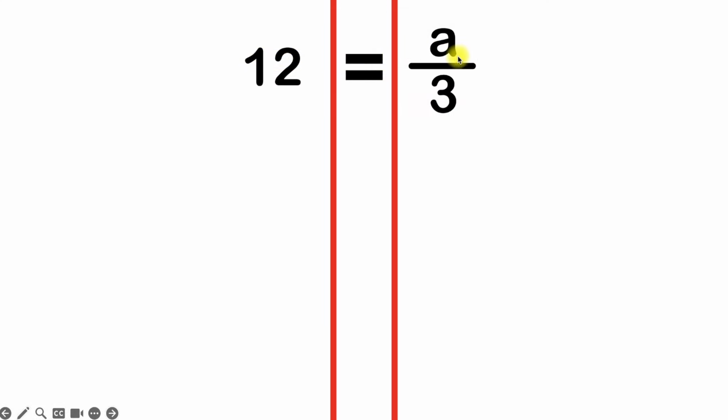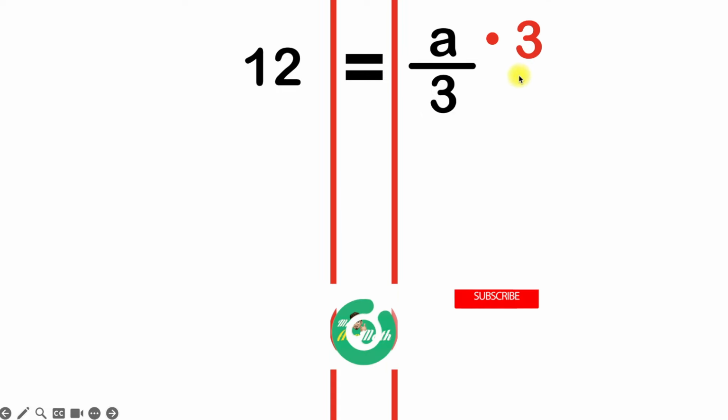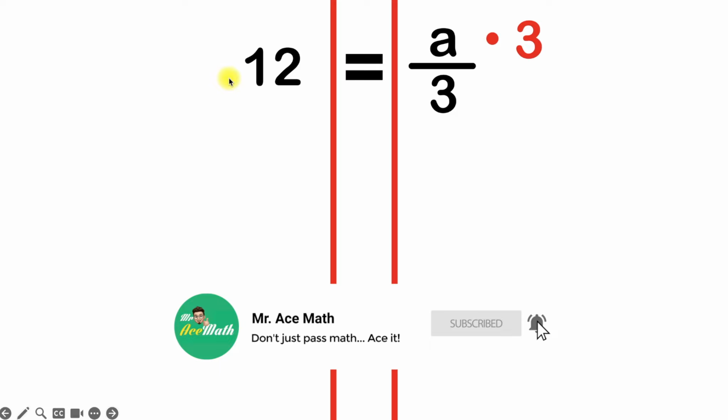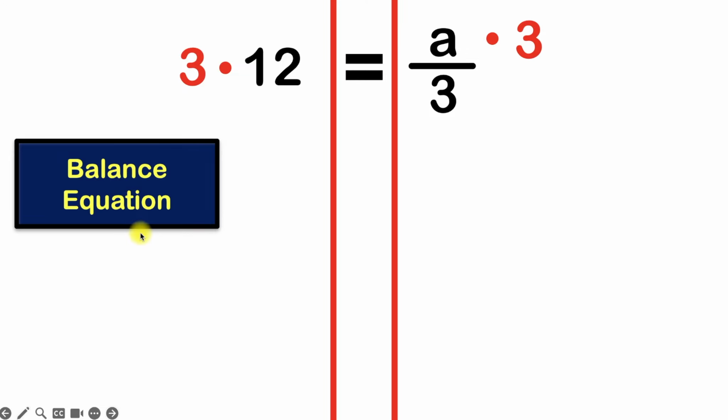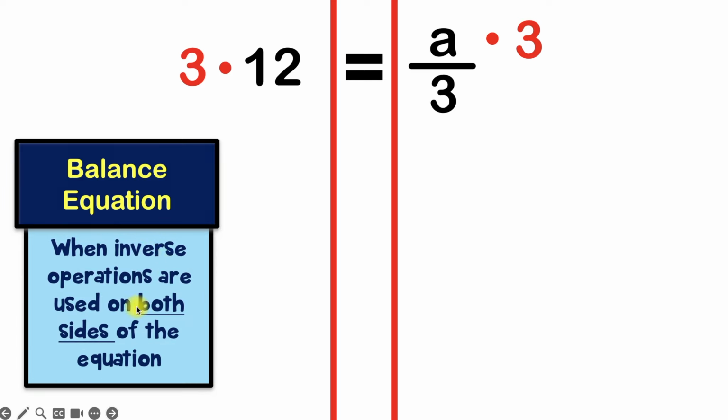So what do you see happening to the variable in this equation? It's a over 3. And in case you're not sure, when you have a variable over a number, you're dividing that variable. And what's the inverse of division? Well, that's multiplication. So I'll multiply the right side by 3, and then do the same exact thing to the left. Again, just multiplying by 3. Remember that when you do the same exact thing to the right and left side of the equation, it's called balancing the equation. And when you balance the equation, it just means you're using inverse operations on both sides.